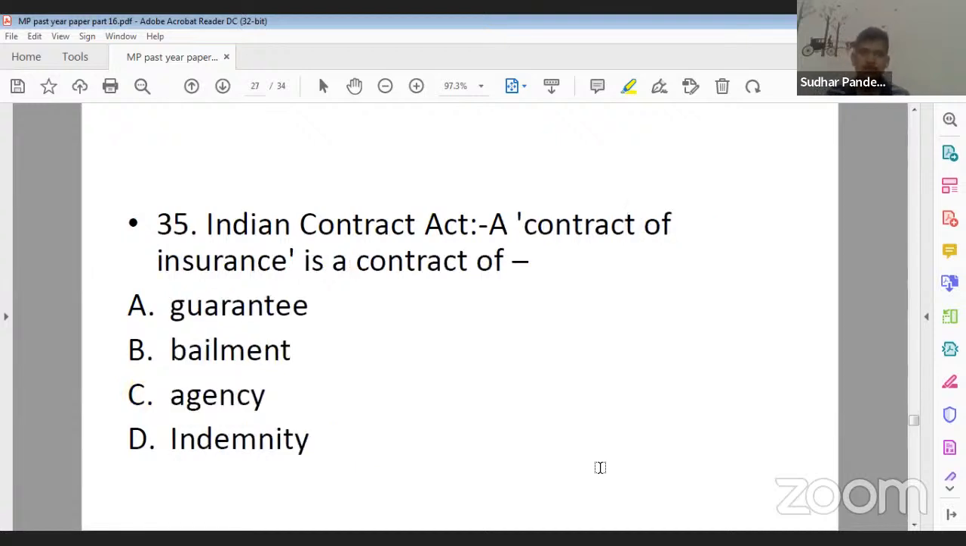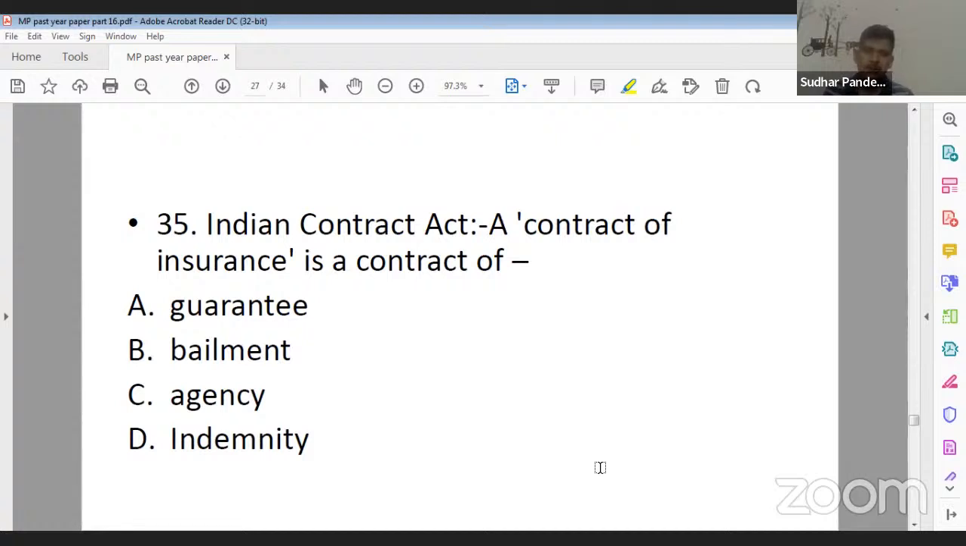Next question, question number 35. A contract of insurance is a contract of. Option A, guarantee. Option B, bailment. Option C, agency. Option D, indemnity. 34, Varunji is saying C. 34 ka yes, C is the correct answer, Varunji.